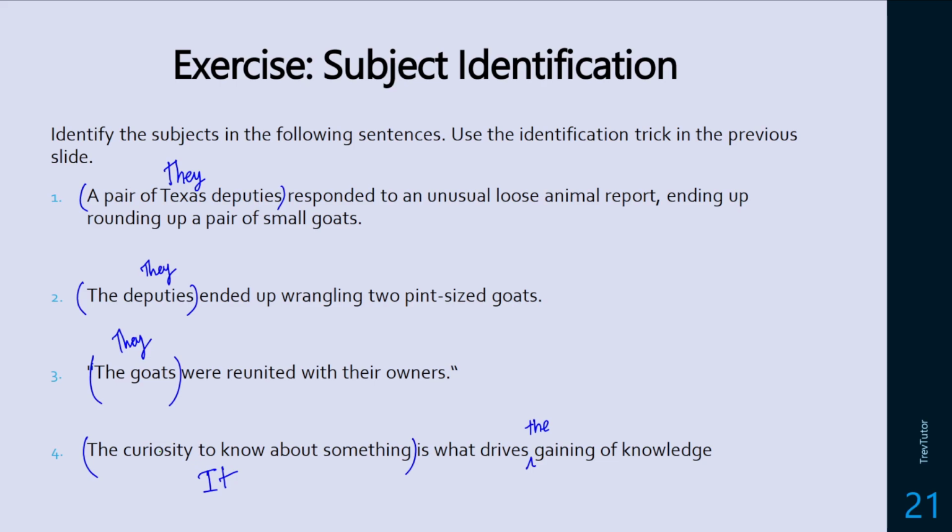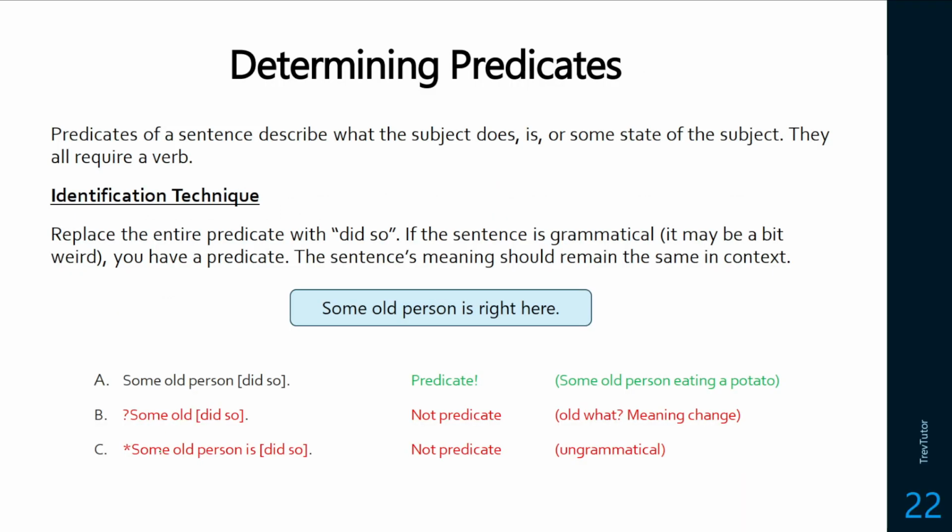So once you've identified a subject, predicate is actually really straightforward because it's really just everything that is after the subject. So it's the action or the state of the subject. So we can do a did so replacement test. When you think you have a predicate, you can replace the entire predicate with did so. So if I say some old person is right here, I could say some old person did so. I could think "is right here" is the predicate, and I can say some old person did so. And this is good.